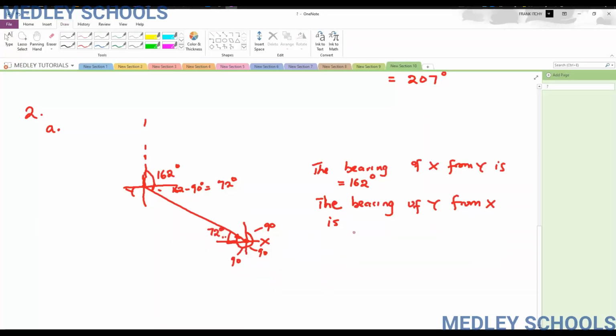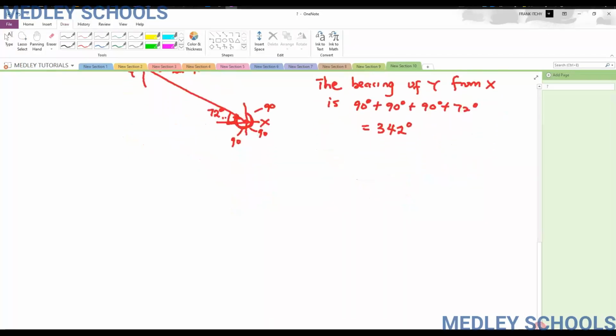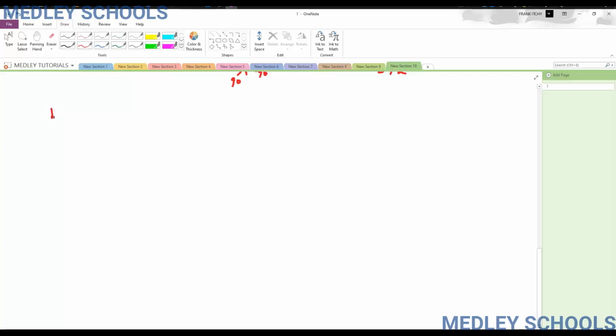So that means we add everything together. So we have 90 degrees plus 90 degrees plus 90 degrees plus 72 degrees to give us 342 degrees. So the bearing of Y from X is this particular angle, which is calculated to be 342 degrees. Now to the second part of question 2.